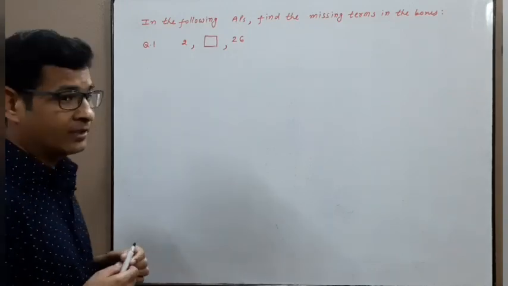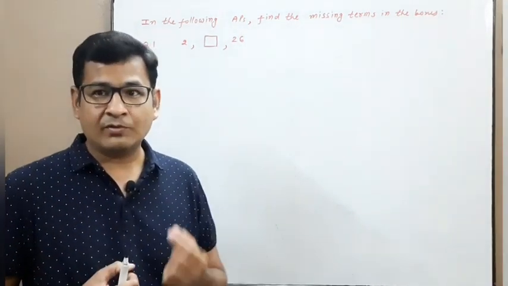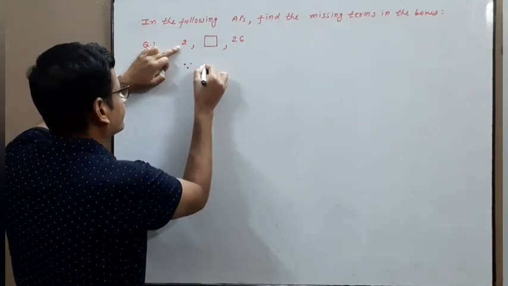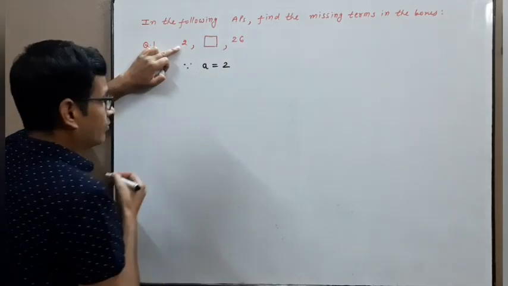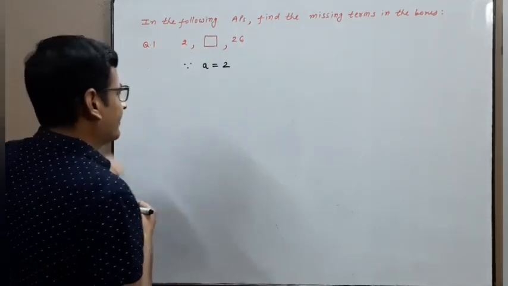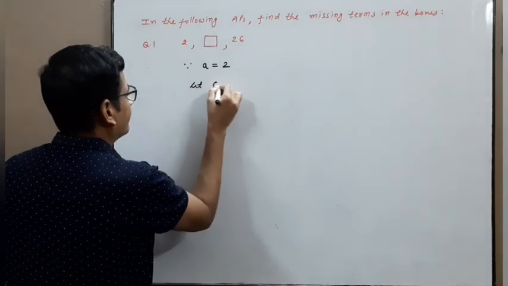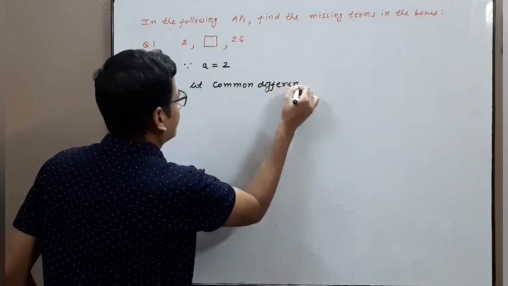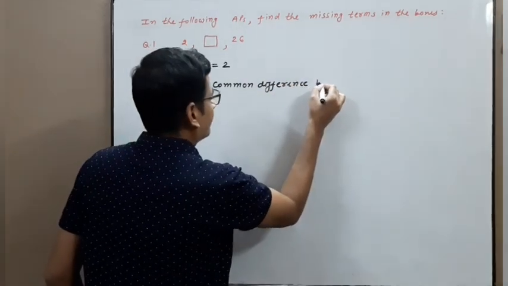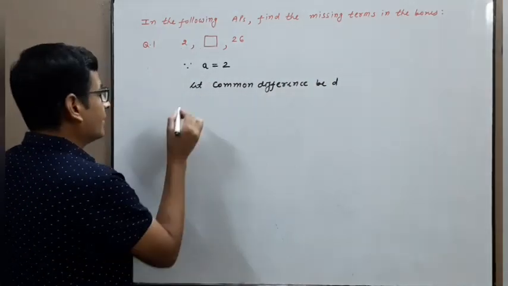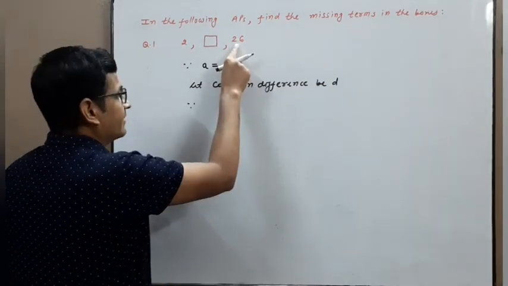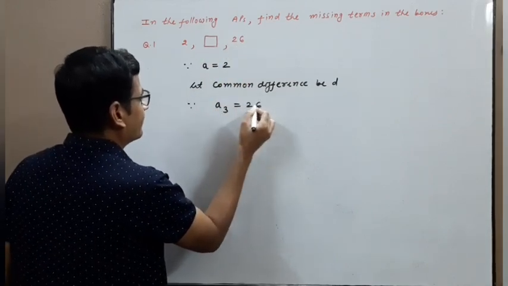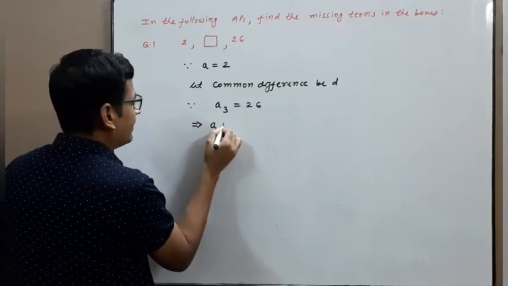Question number 1. To find any term of an AP, we have to find the first term and common difference. So in that question, the first term is given. First term is 2. To find the second term, we need the common difference. So let the common difference be D. One more piece of information is given, the third term is 26. And the third term means A plus 2D.